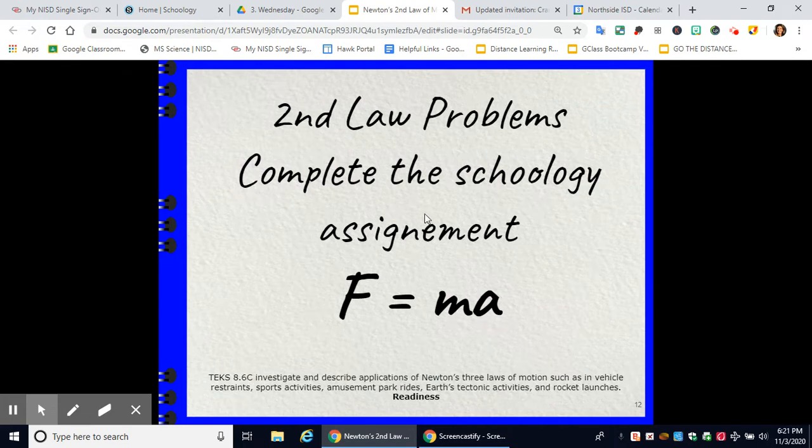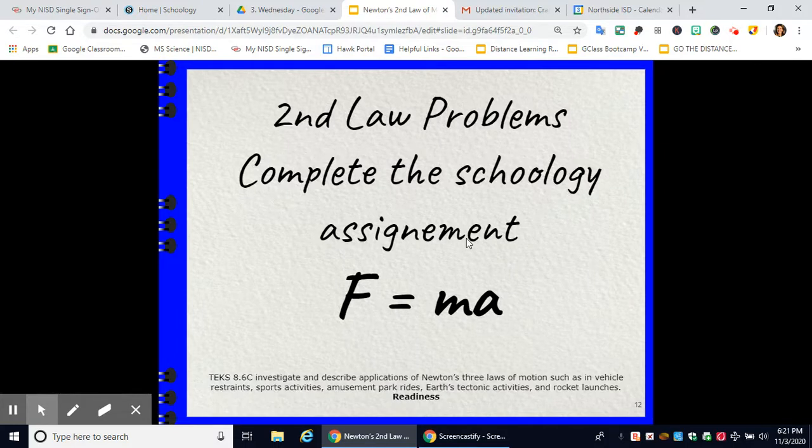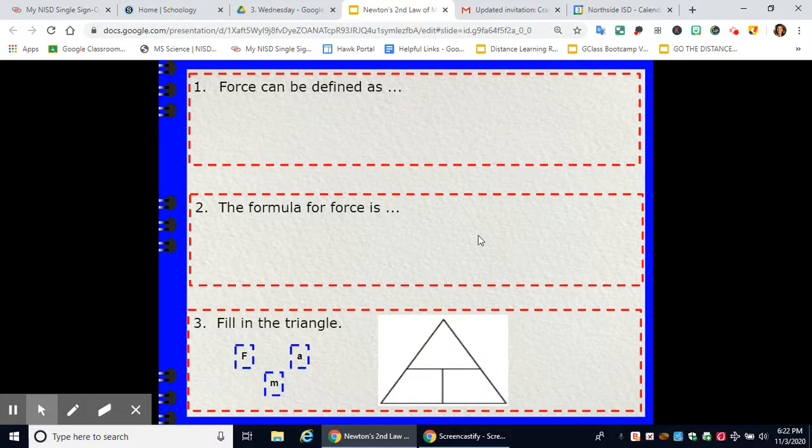For your assignment today, you're going to complete Newton's second law. You're going to use the formula net force equals mass times acceleration. I created an assignment in Schoology for you that you will complete and submit. Force can be defined as net force equals mass times acceleration.